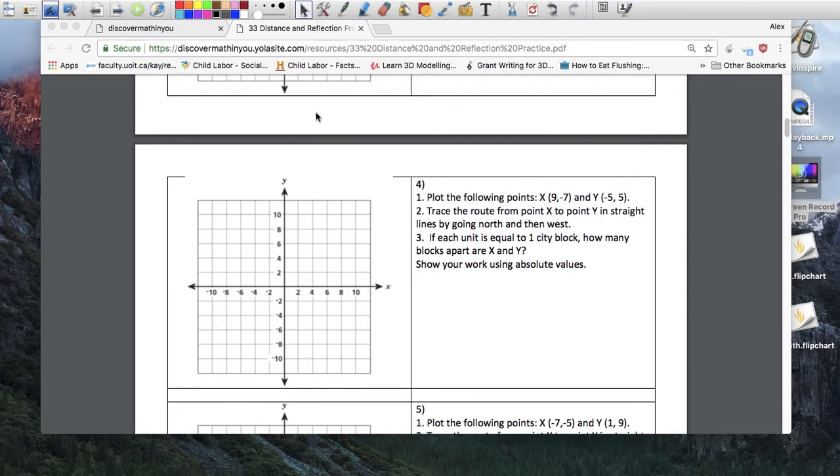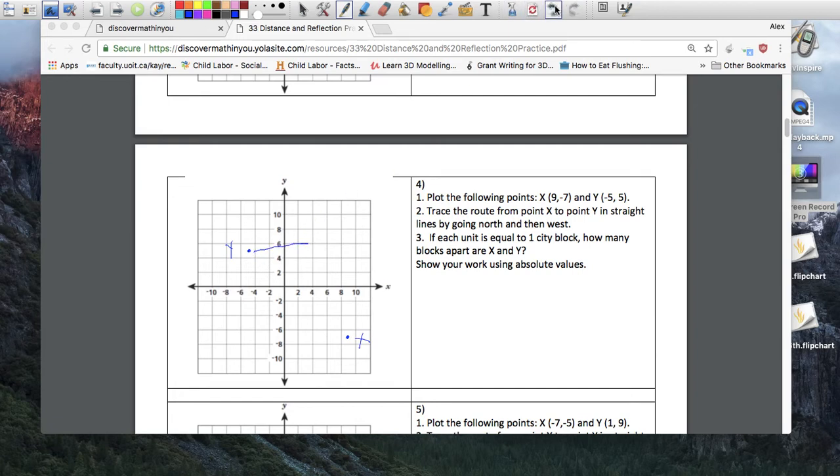Plot the following. Okay, 9, -7. 9 is over here, 9 to the right, -7 down, so here's point X. Point Y is -5 and 5 up, so over here. And let's call that Y. Let's trace this, and I'm going to try to trace this as best as I can on the pad.